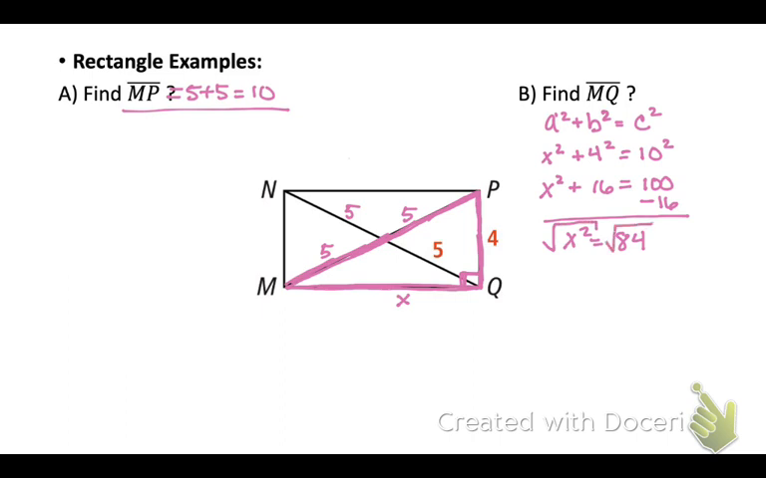It's technically plus or minus, but can a length be minus? No. Okay. So, is there a perfect square in 84? What about 4? 4 goes into 84 how many times? 21. Is there a perfect square in 21? No, because it's 3 times 7. So what is the square root of 4? 2. So 2 square root of 21 is MQ.